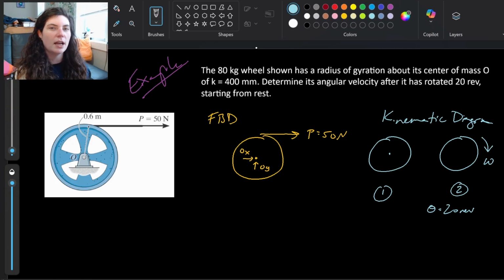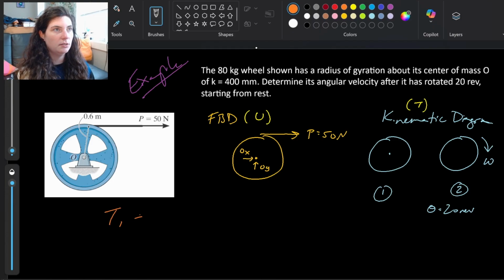Your kinematic diagram is capturing those angular velocities and displacements, so we can understand our kinetic energy a little bit better. Because our free body diagram is really where we're going to be pulling the work from, and our kinematic diagram is really where we're going to be pulling our kinetic energies from. So let's go ahead and look at our formula and see what we can bring out of these diagrams.